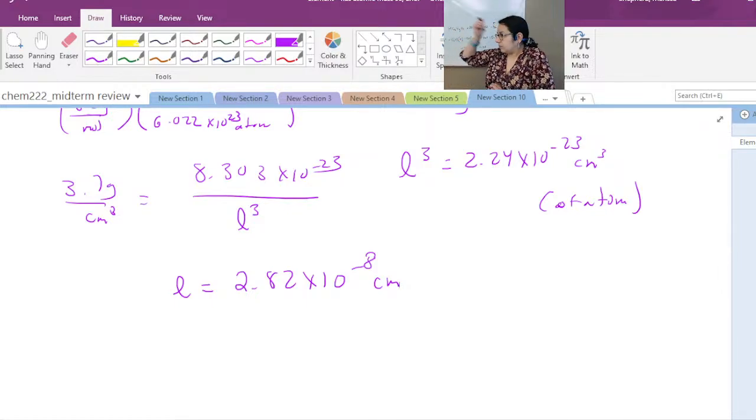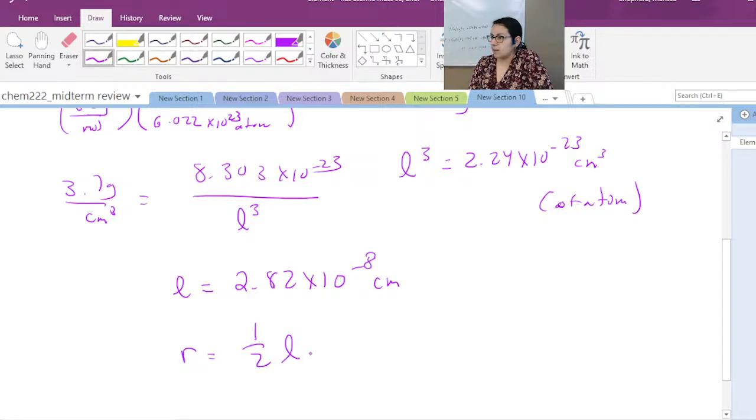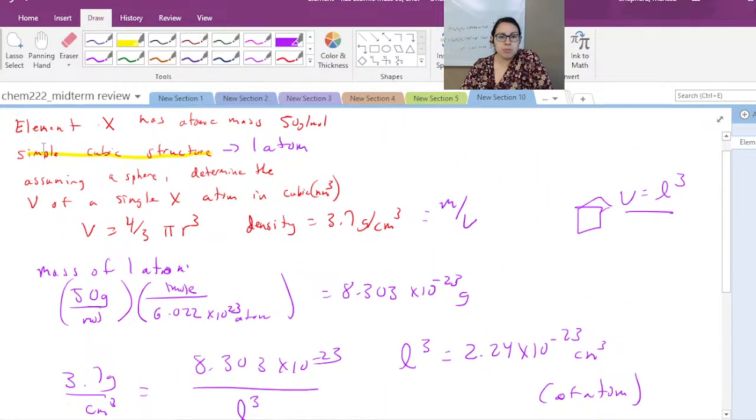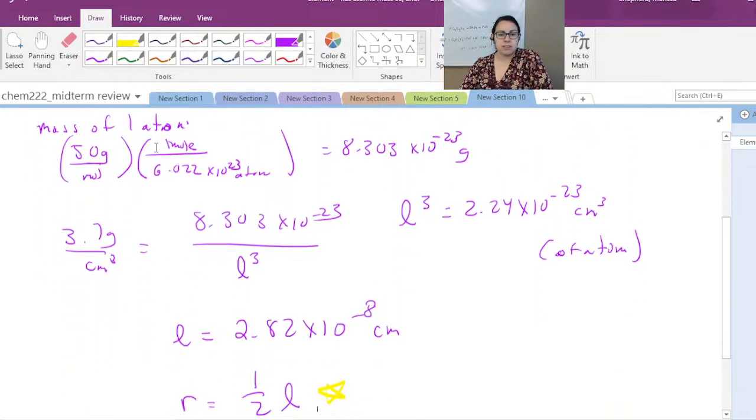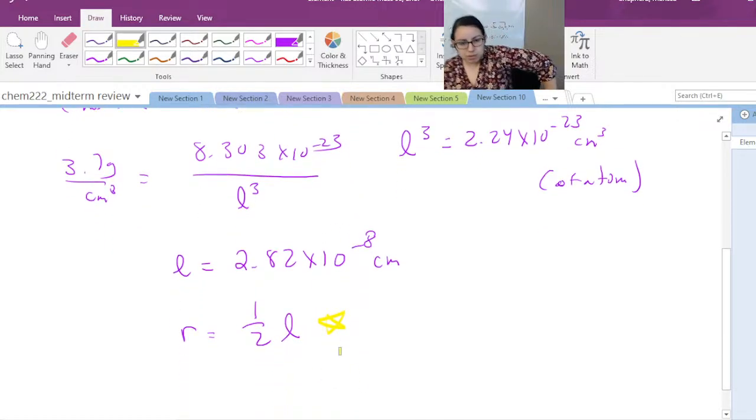And then, what do we say the radius of our atom was equal to in terms of the length? 2 radii, so 1/2 L is equal to a radius. This was the other key information that we needed, and this came from the simple cubic structure. All of that was packed into that little bit of detail. And so now we can solve for our radius.